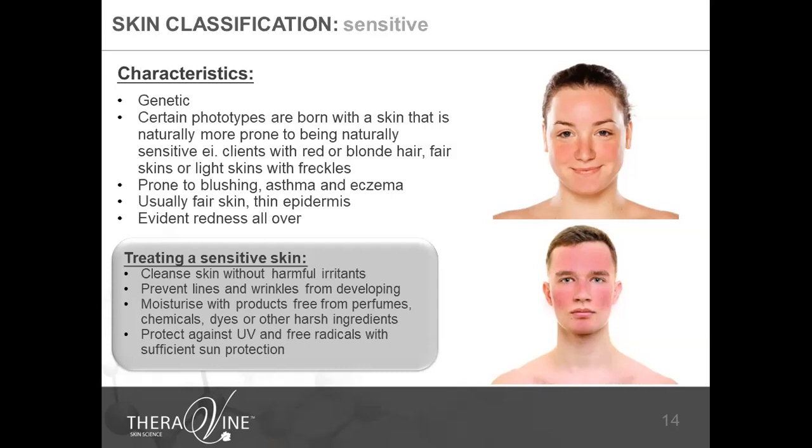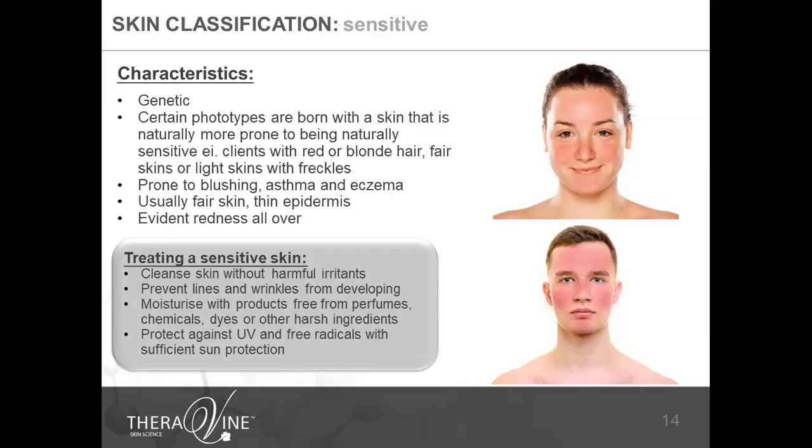So when treating a sensitive client, cleanse without harmful irritants, prevent lines and wrinkles from developing, moisturize with products that are free from perfumes, chemicals, dyes, or any other harsh ingredients, and protect the skin from the sun and free radicals using sun protection.